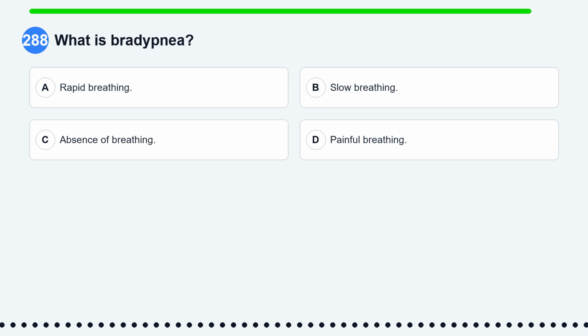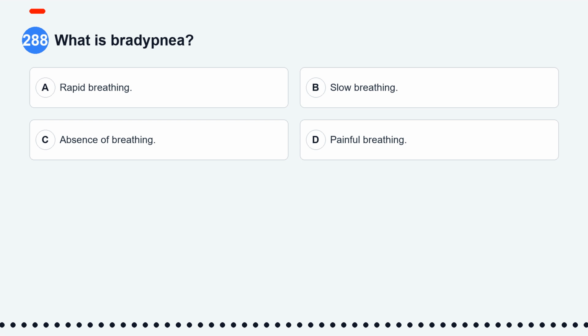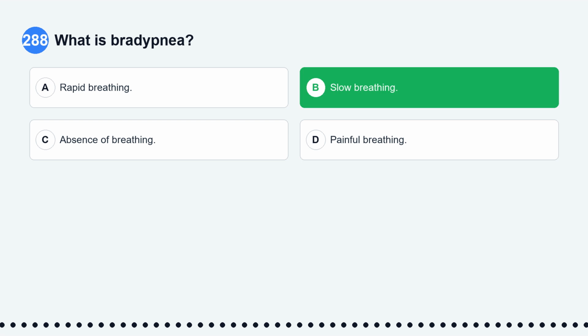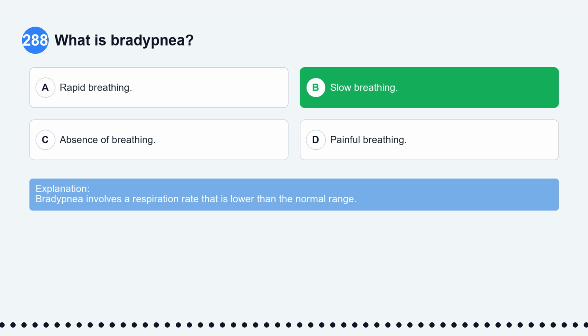Question 288. What is bradypnea? Option A, rapid breathing. Option B, slow breathing. Option C, absence of breathing. Option D, painful breathing. The correct answer is option B, slow breathing. Bradypnea involves a respiration rate that is lower than the normal range.